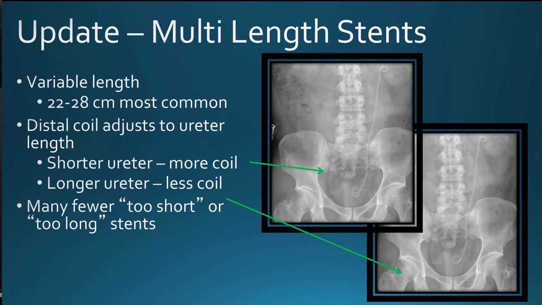A multi-length stent is one in which the coil is self-adjusting to correct for the appropriate length. In other words, it coils more in a setting of a shorter ureter than expected, and uncoils more in the longer ureter. In both cases, hopefully it's self-adjusting to create an appropriate length stent and eliminate too long and too short stents from malposition.